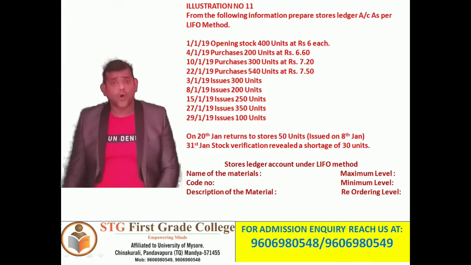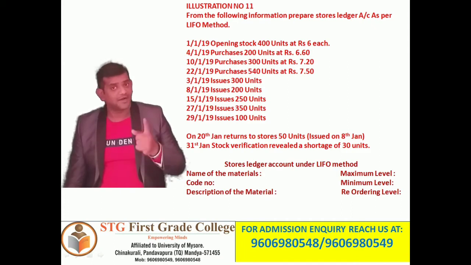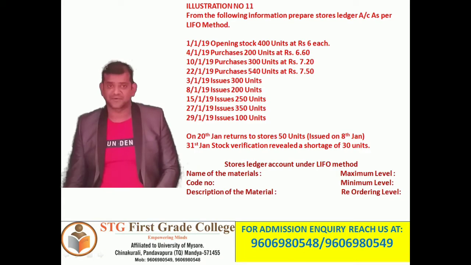Now open with the heading stores ledger account under LIFO method, that means last in first out. Take down the name of the material. There is no information related to the name of the material, and no code number either, but it is your duty to enter a code number. Then the description of the material. After that, go to maximum level, minimum level and reorder level.